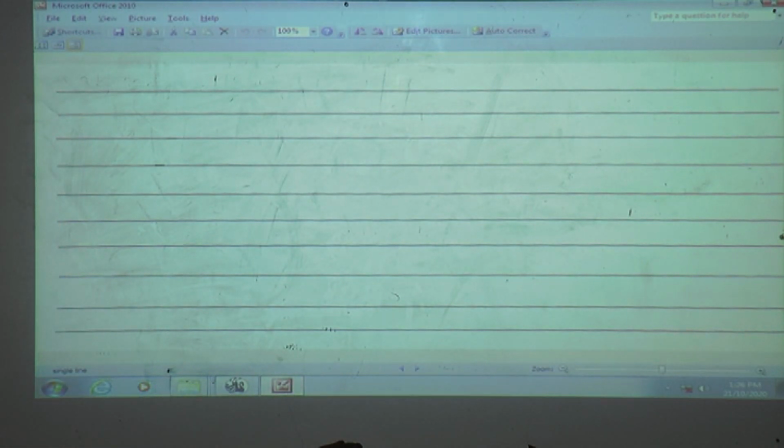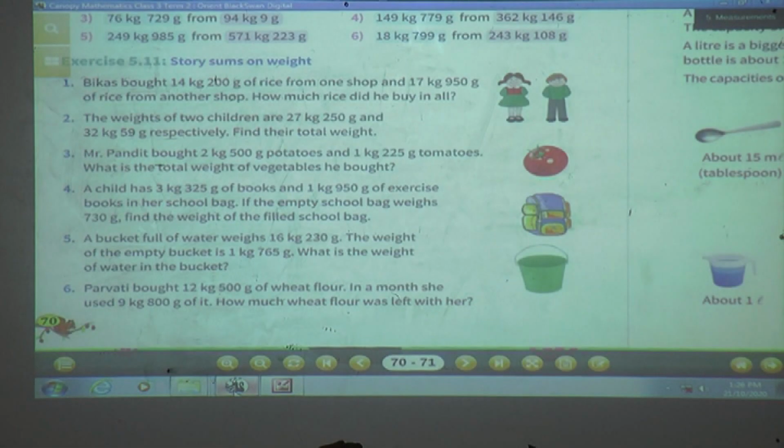Now see the next example, fifth number. Read the question. A bucket full of water weighs 16 kg 30 gram. The weight of the empty bucket is 1 kg 765 gram. What is the weight of water in the bucket? See, what is the question?